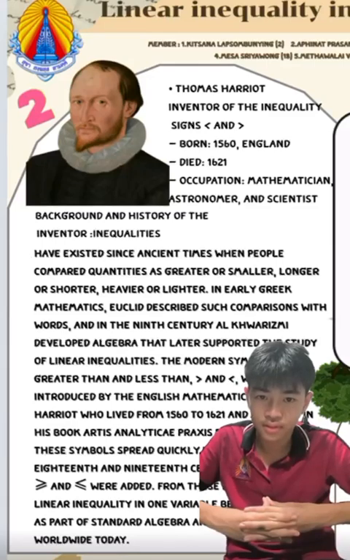This symbol spread quickly in Europe, and in the 18th and 19th centuries, the symbols greater than or equal to and less than or equal to were added from this development. The linear inequality in one variable became established as part of standard algebra and continues to be used worldwide today.